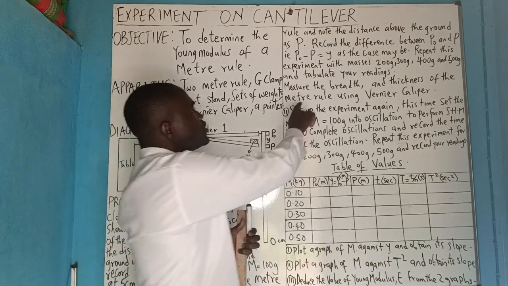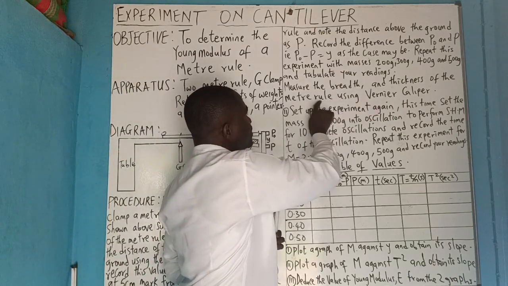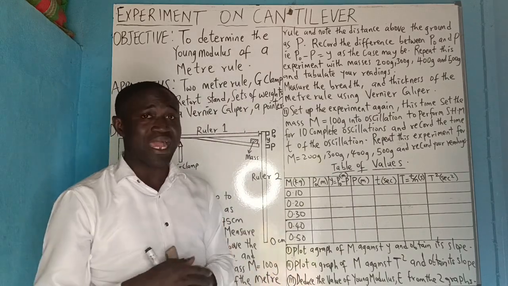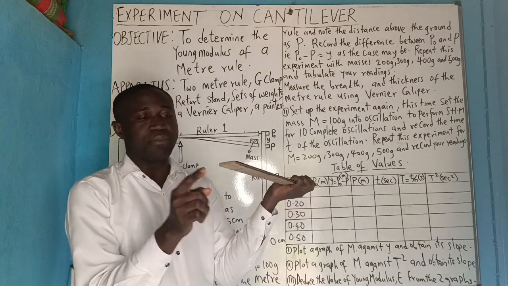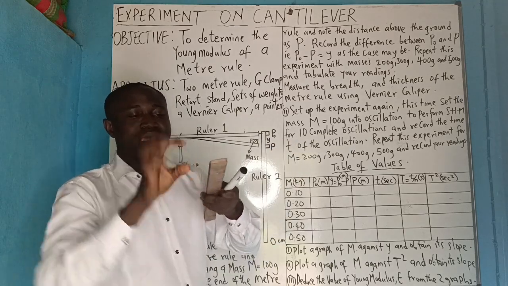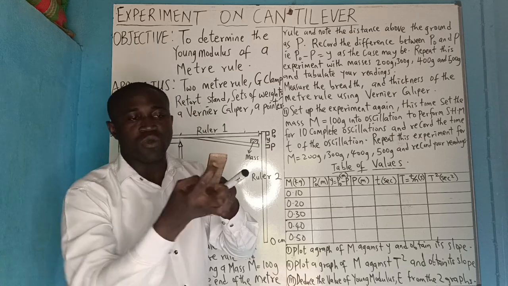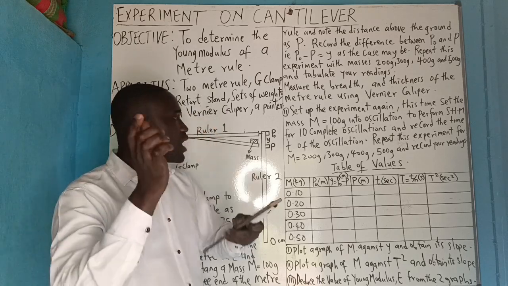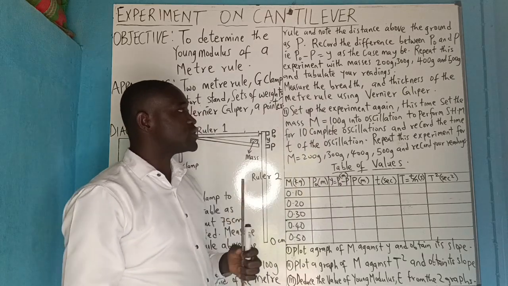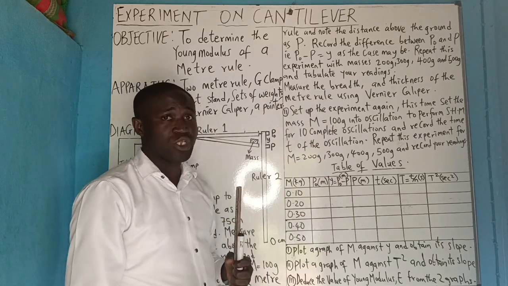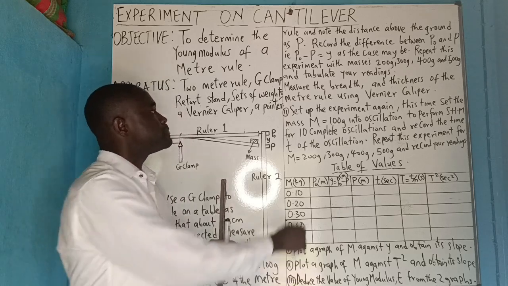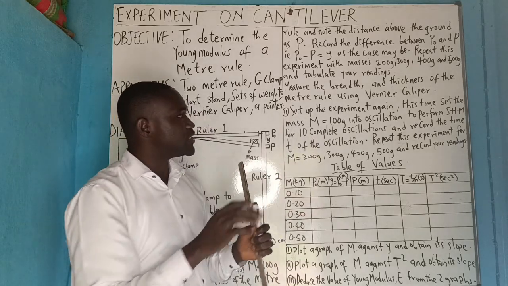Okay, measure the breadth and the thickness of the meter rule using vernier caliper. We have to use a vernier caliper to measure the breadth. Breadth means from here to here, and the thickness means from up to down. That's how thick the meter rule is. Now that is about the first one. So we'll see how to do the manipulation without wasting our time. We'll get your answer.